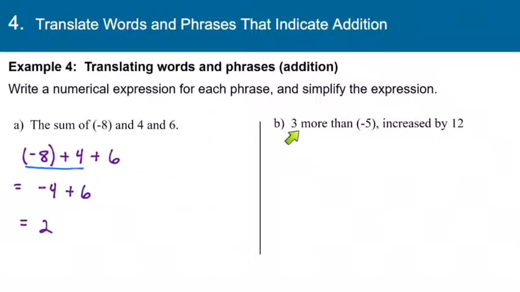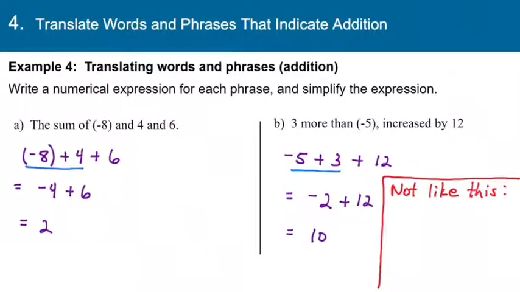On part B, we have 3 more than -5 increased by 12. So that would mean we start with -5 and we add 3 more than that. So add 3, and then increased by 12 means we add 12. Okay, now working from left to right, -5 plus 3 will be -2, and then -2 plus 12 will be +10.